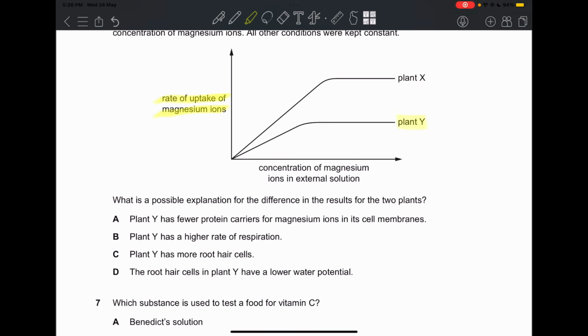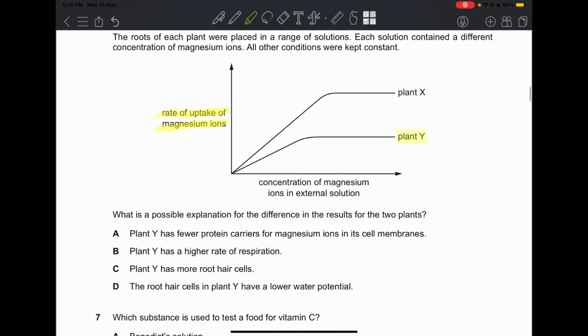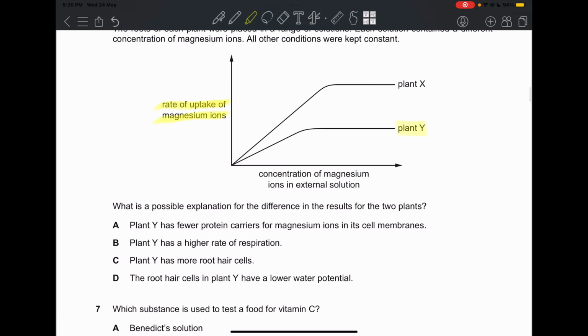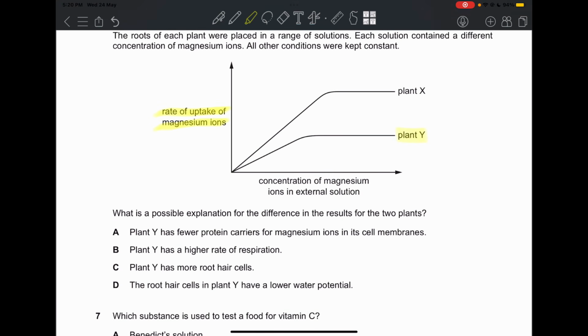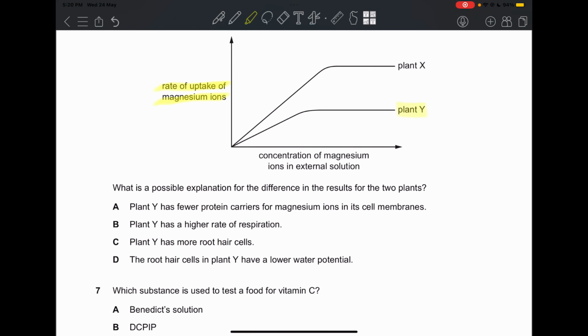A says plant Y has fewer protein carriers for magnesium ions in its cell membranes. Over here, this can be a correct statement because the uptake of magnesium ions is actually by active transport, and we know that active transport depends on the protein carriers in the cell membranes. So this can be a correct statement, but let's also read the other statements. B says plant Y has a higher rate of respiration.